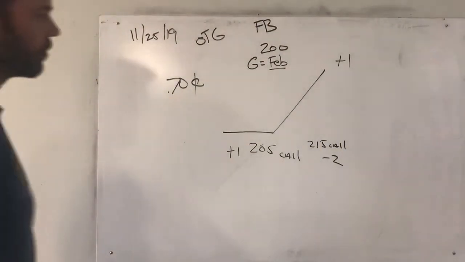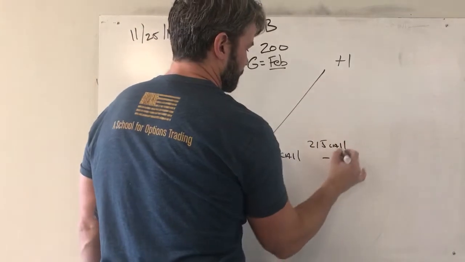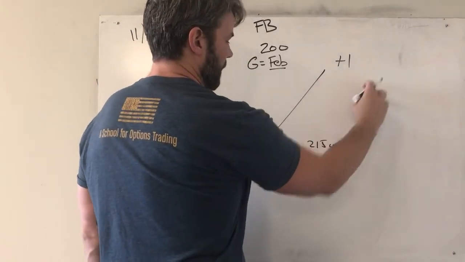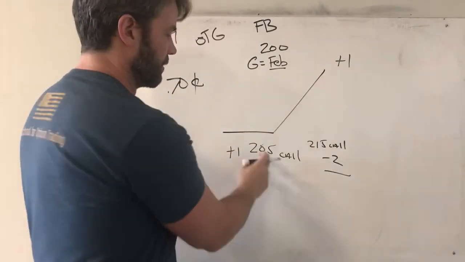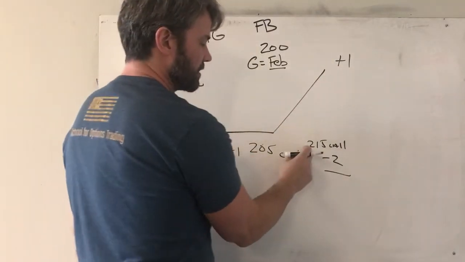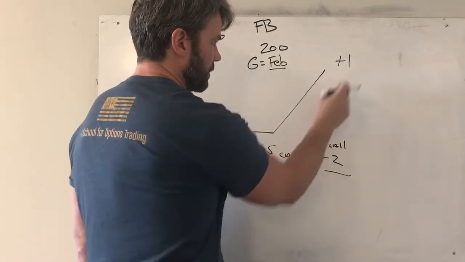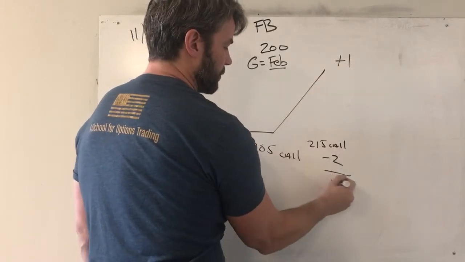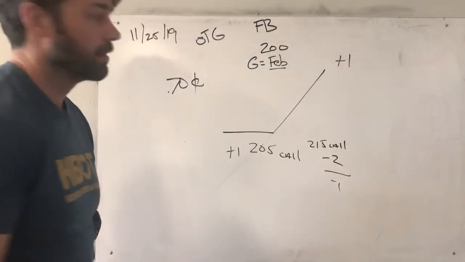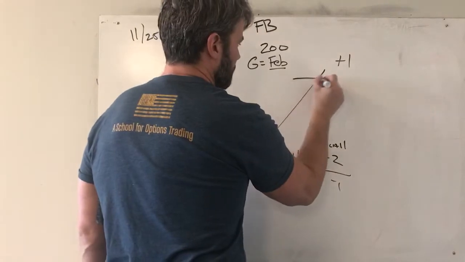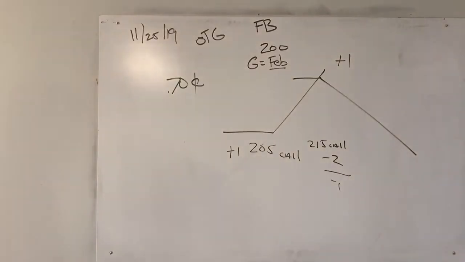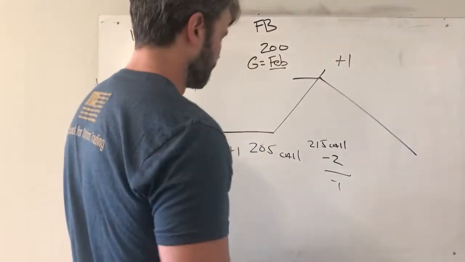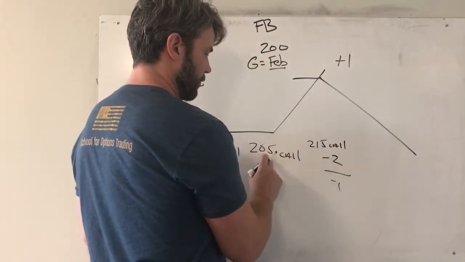And so if I sold one of these, it would just be a flat line. But since I sell 2, we can add these up. I have one positive one slope for my long 205 call. And since I'm selling 2 of these 215 calls, plus 1 minus 2 equals -1. So I have a -1 slope to infinity there, right?